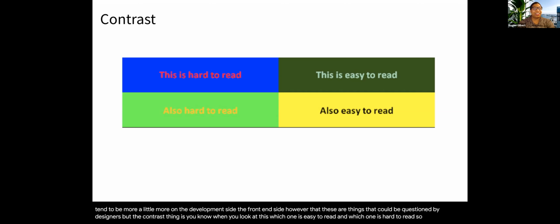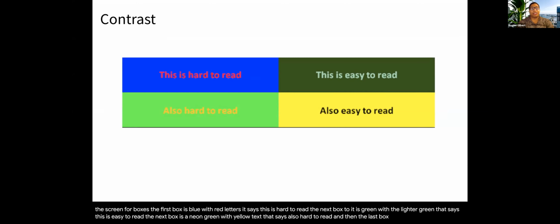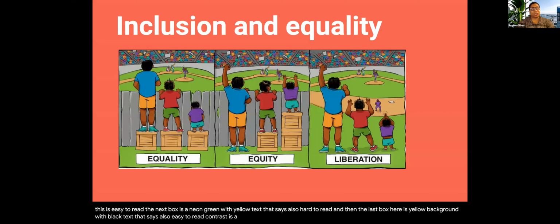So I have here on the screen 4 boxes. The first box is blue with red letters that says this is hard to read. The next box to it is green with a lighter green that says this is easy to read. The next box is a neon green with yellow text that says also hard to read. And then the last box here is a yellow background with black text that says also easy to read. So contrast is a major issue.